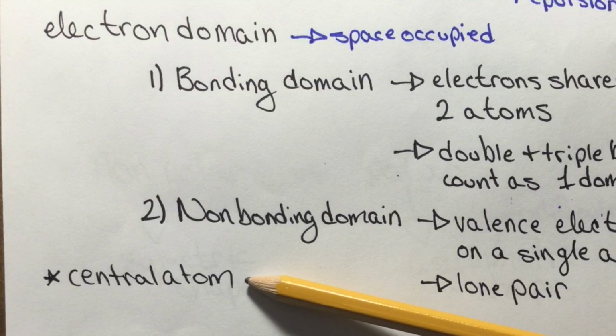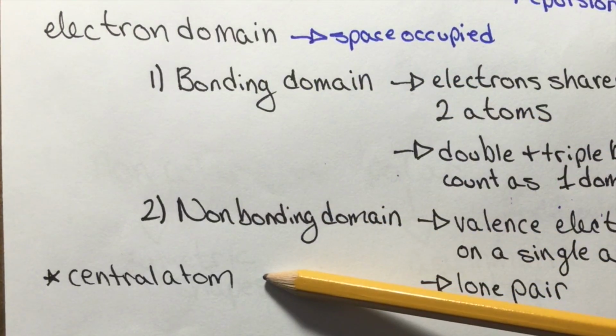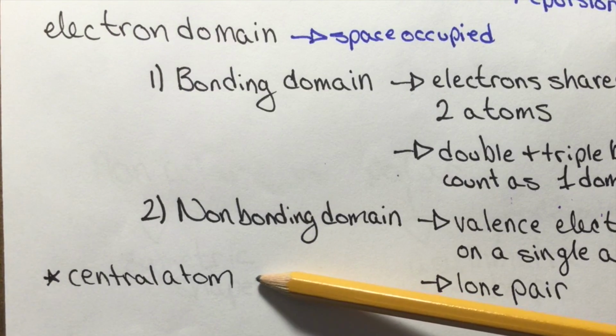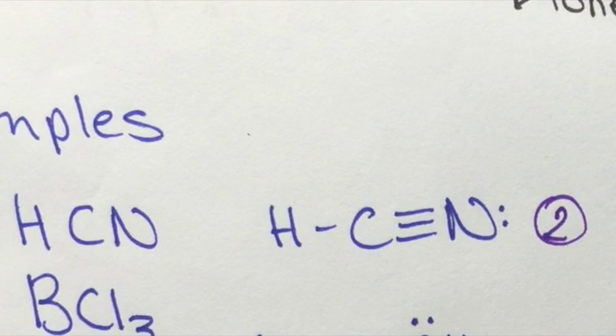Lastly, I want you to note that we're measuring the electron domains around the central atom. So in a molecule, there are many atoms. We're going to pick a central atom and determine the shape around that atom. There may be more than one central atom, and therefore a molecule may have more than one shape. Let's take a look at some examples.